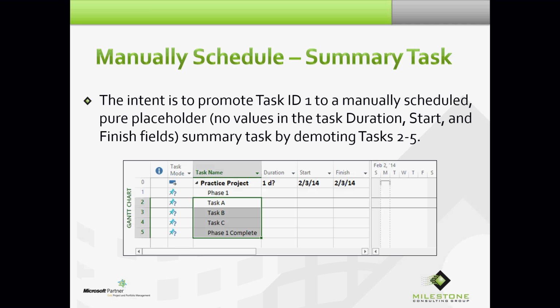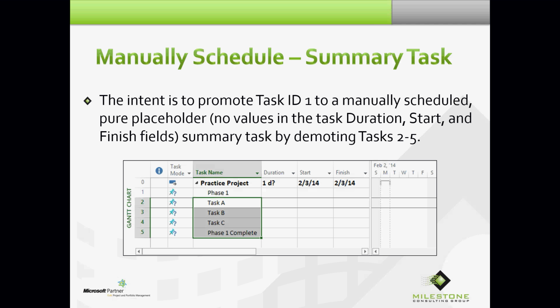So take a look. There's a straight work breakdown structure with 5 activities typed in, phase 1 through phase 1 complete. I've selected task A through phase 1 complete. My intent is to promote task ID 1 to a manually scheduled pure placeholder, meaning no values in the task duration, start, and finish fields, summary task by demoting, indenting that is, task 2 through 5.